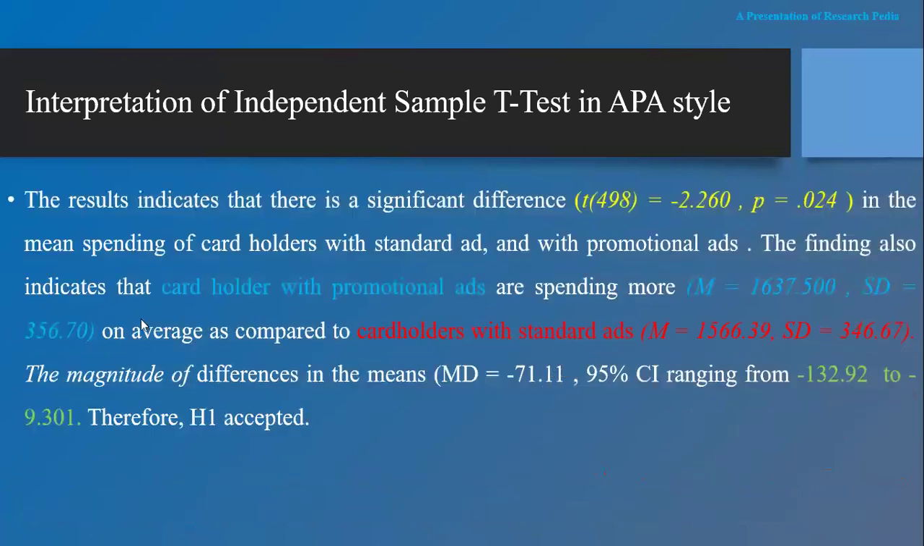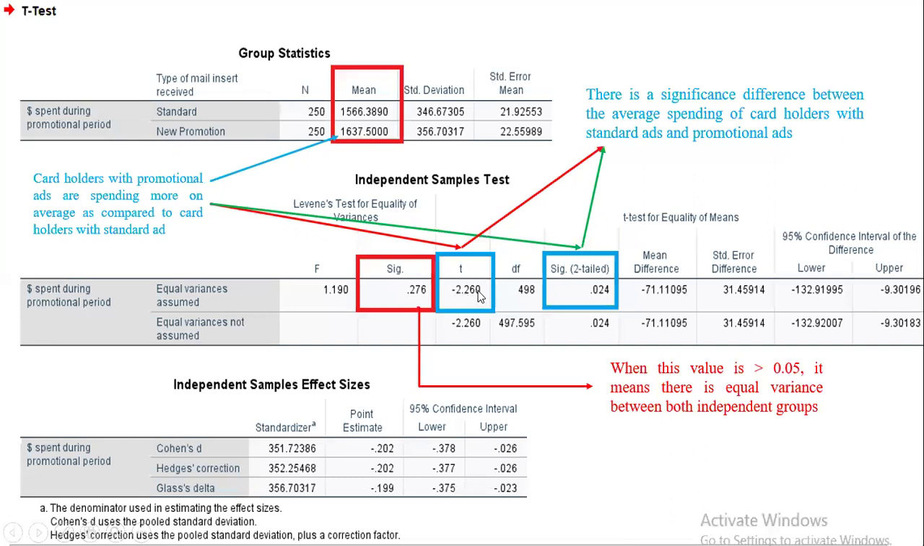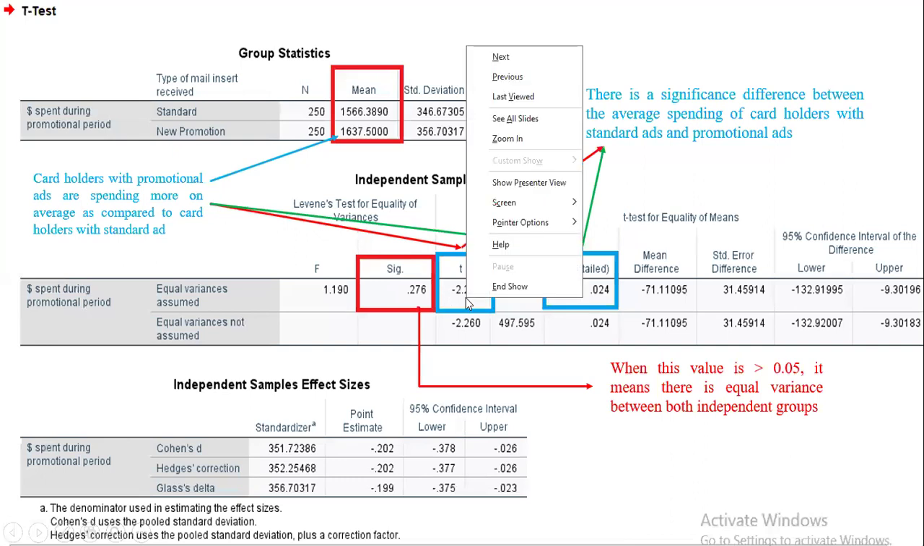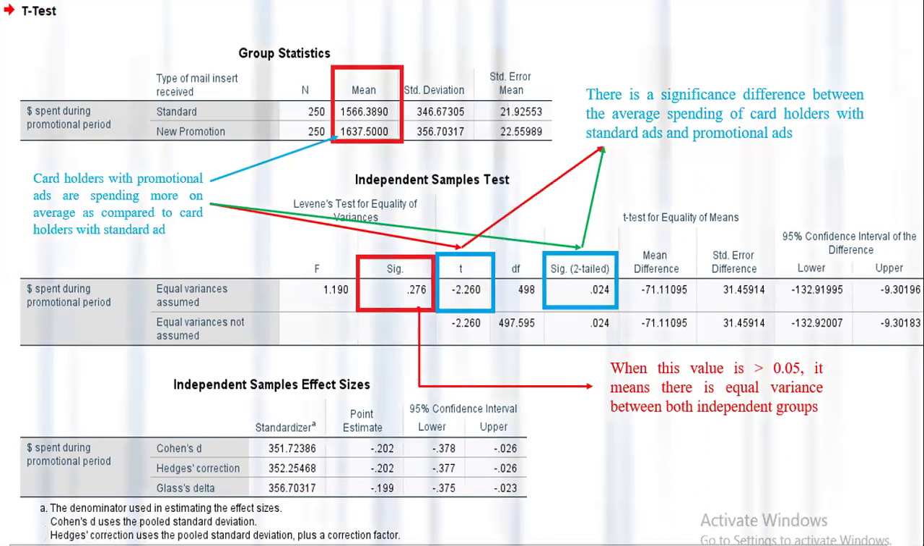Now, interpretation of data. How to interpret? The result indicates that there is a significance difference. t(498) is equal to minus 2.260. This is the t value. If you see in the previous table, this is the t value, this one. This one in the blue box, if you see here, this value. This is the t value which we are indicating there.